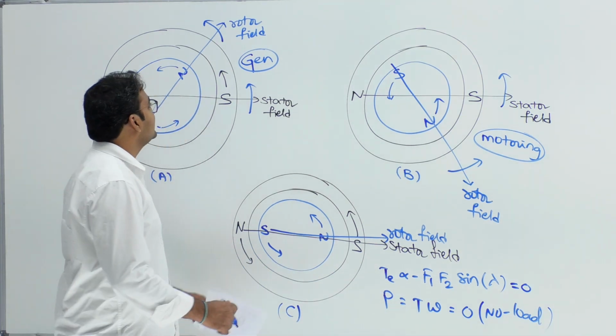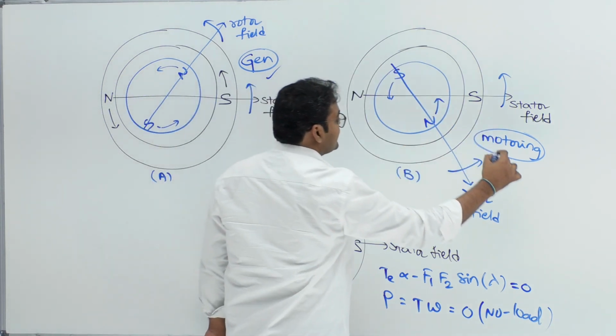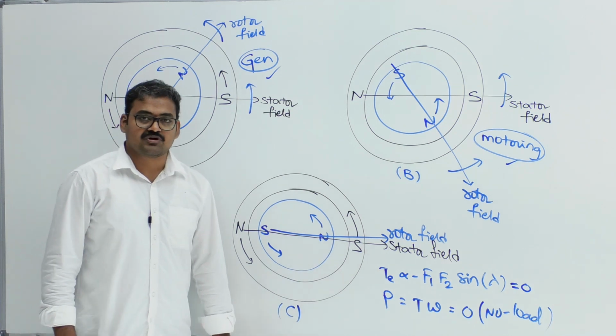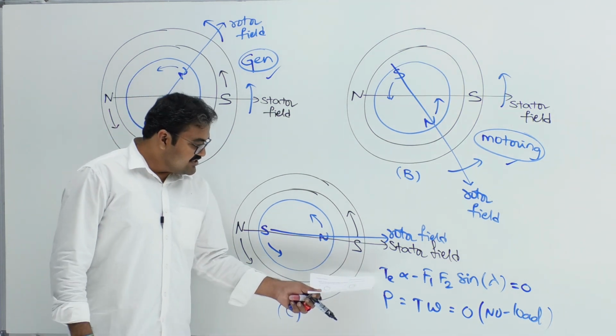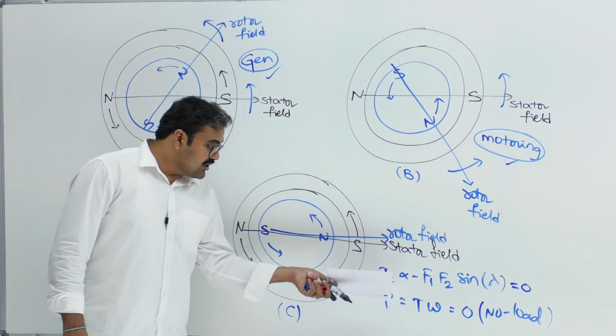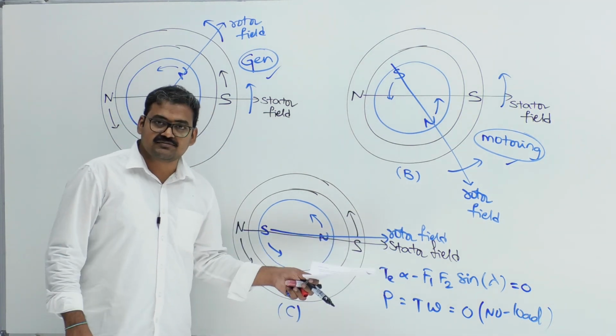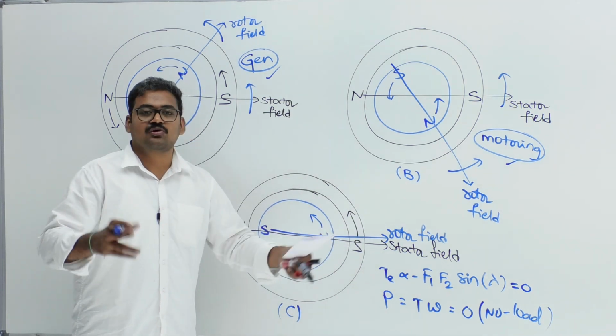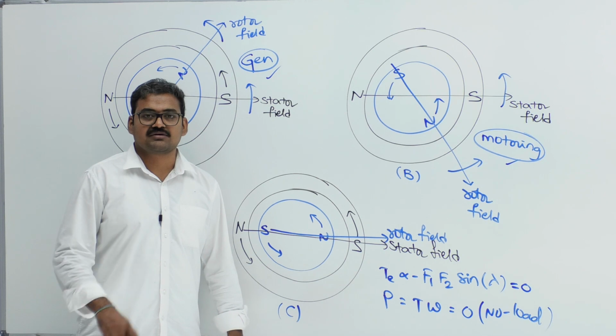So the correct answer is machine A generator, machine B motor, machine C neither a generator nor a motor. Or I can say this may be a generator but there is no load. This may be a motor but there is no load. I can't decide. It may be a generator or may be a motor, but it is under no load condition. Okay, that is the correct answer.